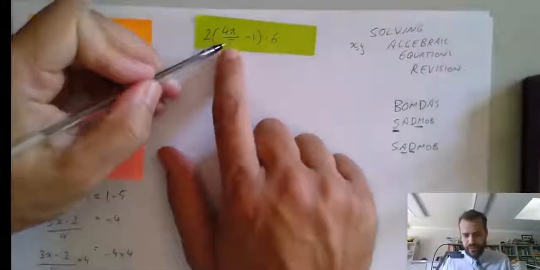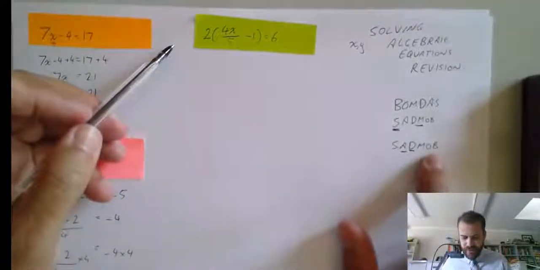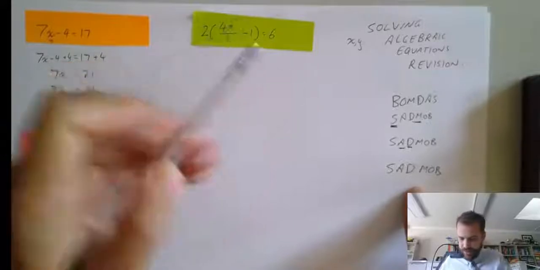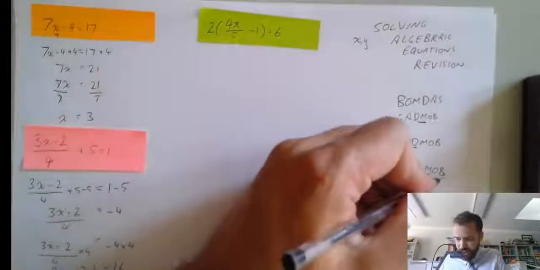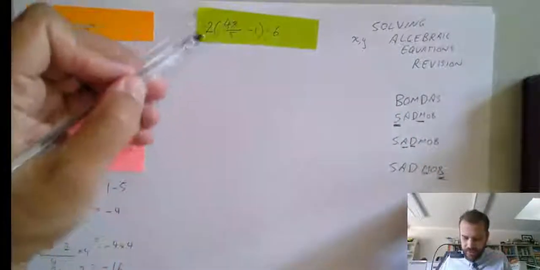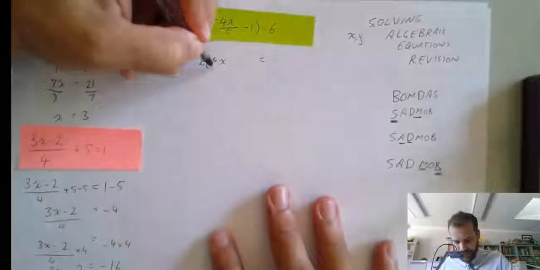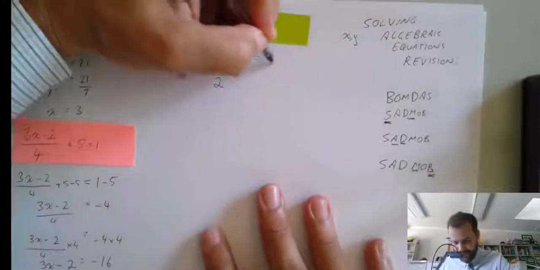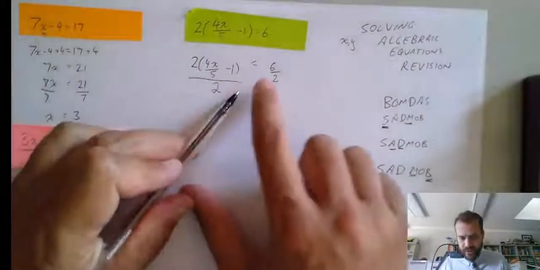2 bracket 4x on 5 minus 1 equals 6. Now again, we can go through all of this. Let's do SAD MOB again. We can see that there's a 2 times everything in brackets, so that's a multiply, and then there's brackets. So we really shouldn't do anything with the brackets until we've gotten rid of this multiply by 2. So we can get rid of a multiplied by 2 by dividing by 2. So that's 2 bracket 4x on 5 minus 1 divided by 2 equals 6 on 2.